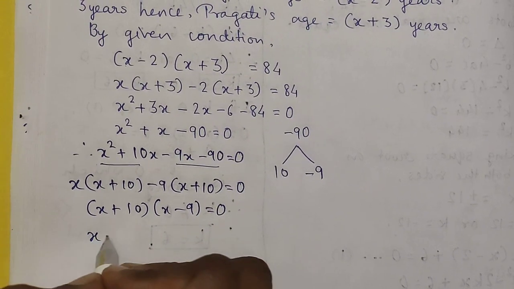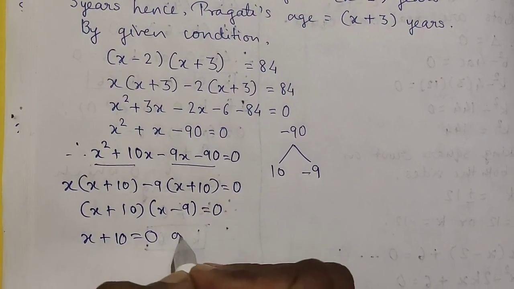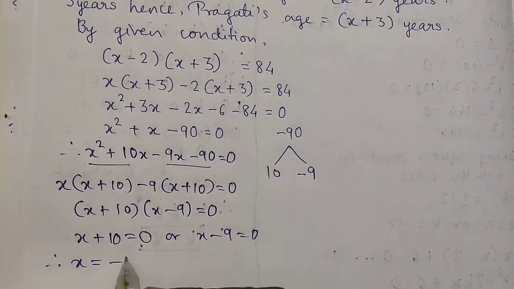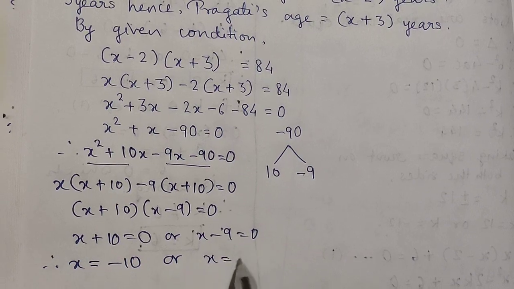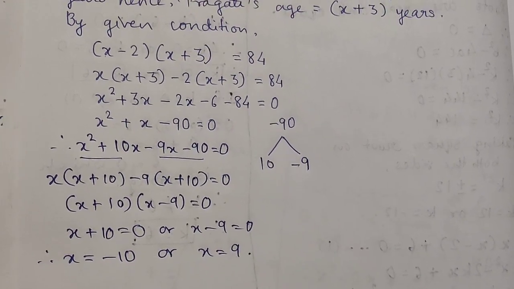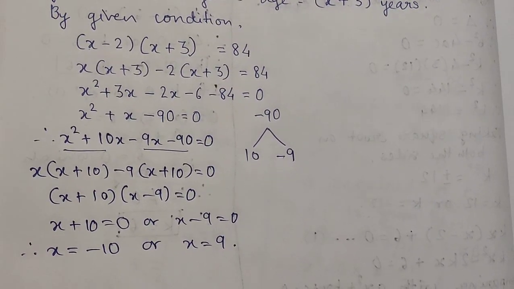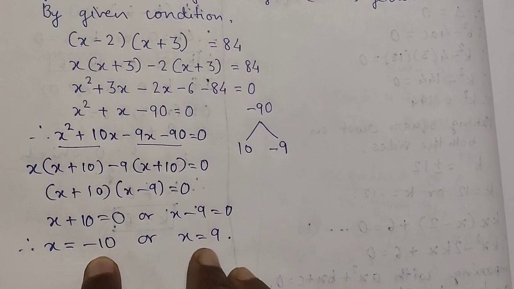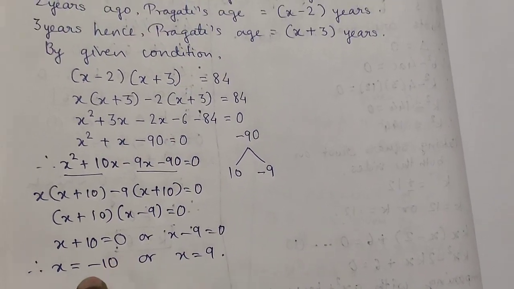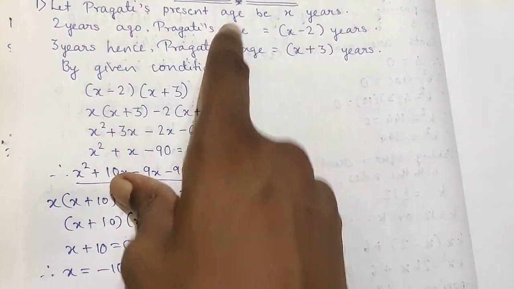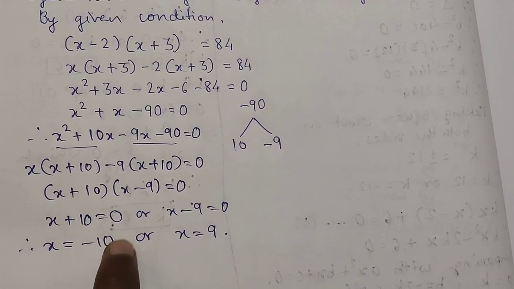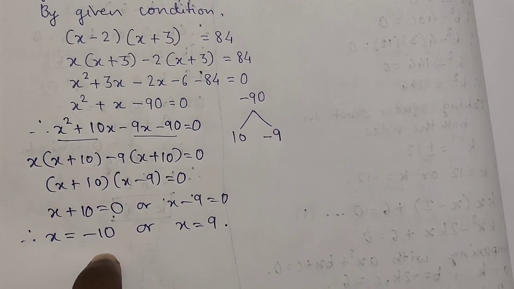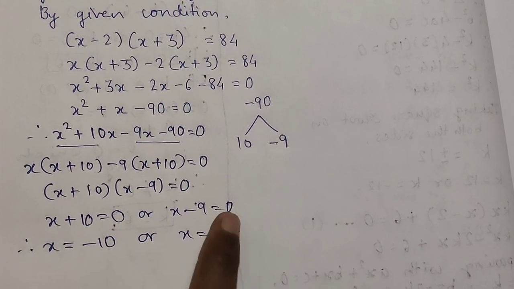So put x plus 10 in one bracket and x minus 9 in another bracket. Now in the next step, you know, either x plus 10 is 0 or x minus 9 is 0. So in this case you are going to get x is equal to minus 10, and here x is equal to 9. Now students, you all know that out of these two, one value is wrong. Why? Because what is your x? Pragati's present age, and age cannot be negative. You cannot say that Pragati's age is minus 10 years. So this value is wrong and this value is right.